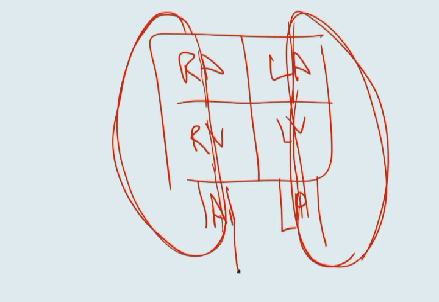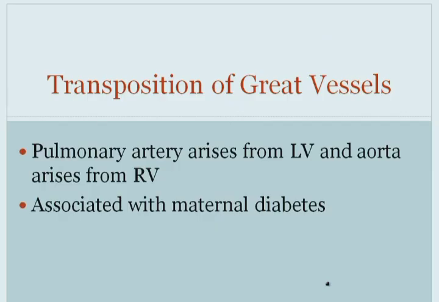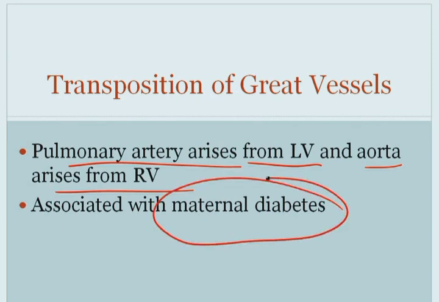And the only way that the baby will be able to survive after birth is for us to create an opening between these circuits. Now, one way that you can create that opening is to maintain the PDA. And so we can, for example, give prostaglandin E, which keeps open the PDA. So let's go ahead and read now. Transposition of the great vessels. You get the pulmonary artery arising from the left ventricle, the aorta from the right ventricle, as I've already described. Associated with maternal diabetes, high yield. High yield that this is associated with maternal diabetes.